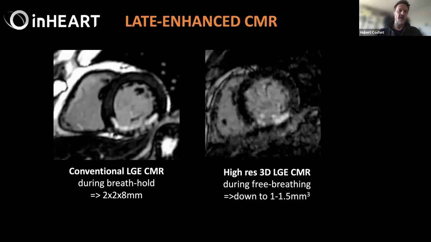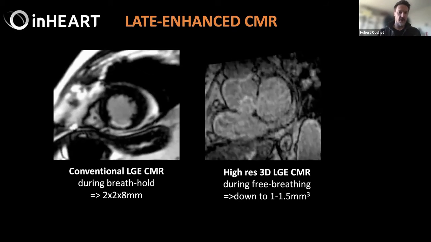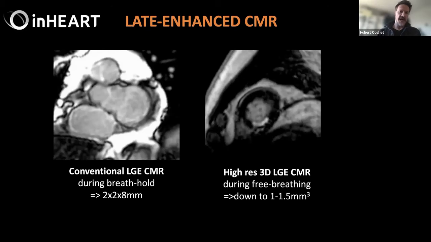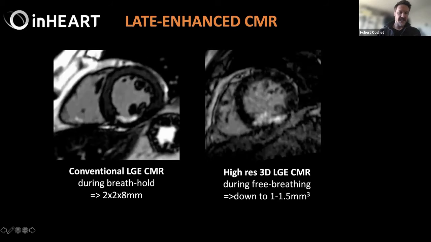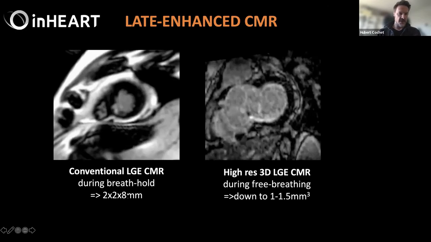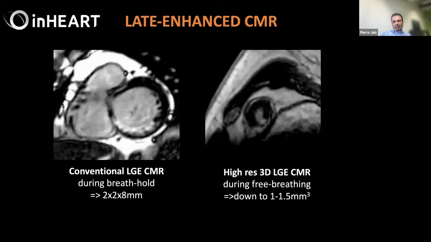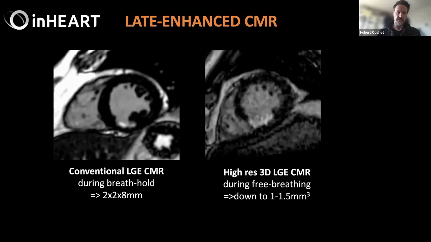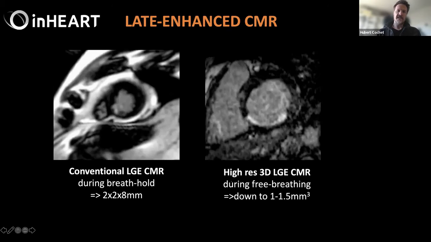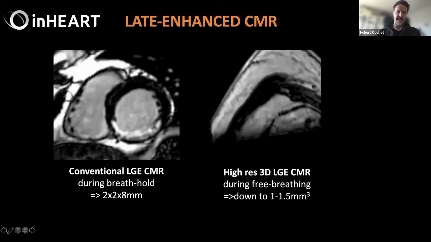It's during one breath hold, you acquire images of the heart. The spatial resolution of that is limited. The slice thickness can go up to 8 millimeters. So the description of the scar will be quite limited also. There's another way to do it, which is high-res three-dimensional late GAD-MR.